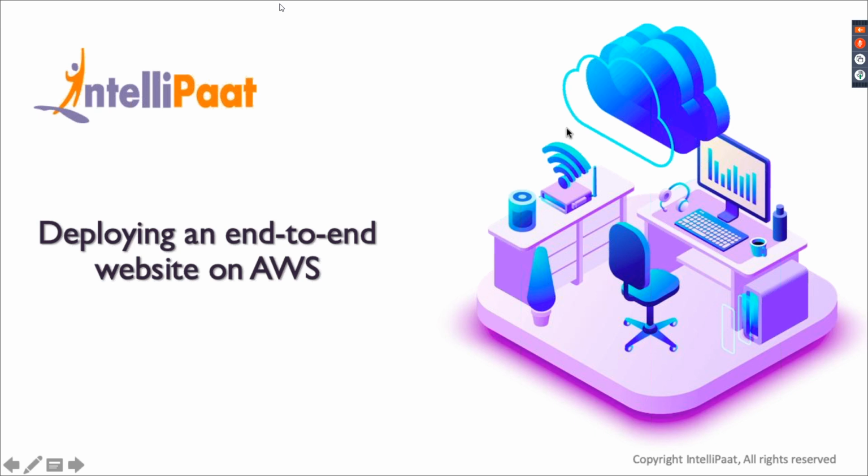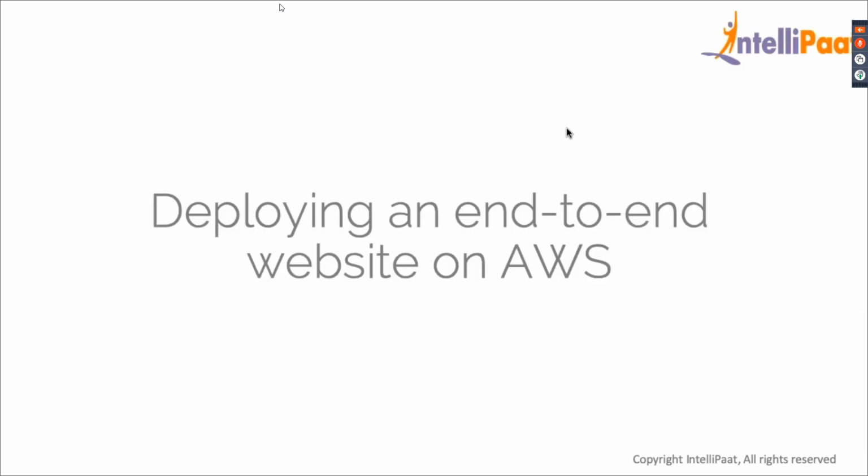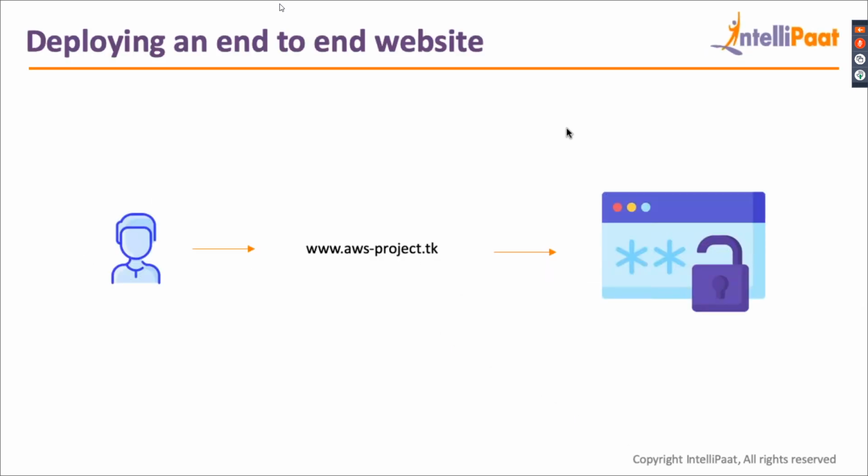So let me first tell you what we are going to deploy today. We are going to set up something like this. We as a user will go to a URL like www.awsproject.tk, and this domain should route us to our website. Now, what will our website be able to do? Let me quickly show you.